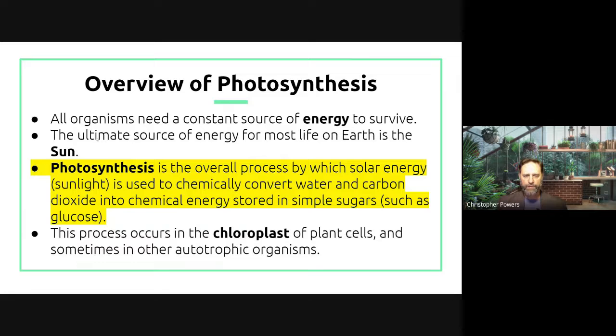So the ultimate source of energy for most life on Earth is the sun. All right, without it, we'd be like the Matrix. In the real world, we can have the sun. Not only is it fun to see the sun, it looks pretty outside. Some people like the rain, but life is dependent on it. Photosynthesis is the overall process. I don't really have to read this for you, but it is used to chemically convert water and carbon dioxide into chemical energy stored in simple sugars, such as glucose.